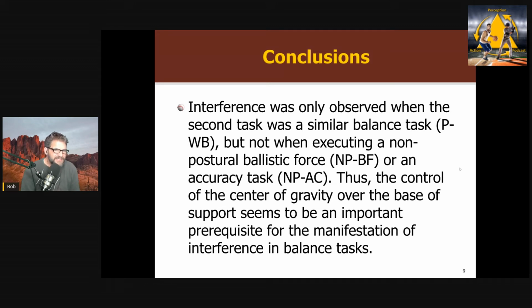So it's not just that you're using the same body part, right? When you use the same body part to do force or accuracy, there's no effect. Okay. So this task constraint of having to control gravity seems to be the important manifestation of what's causing the interference between the tasks.